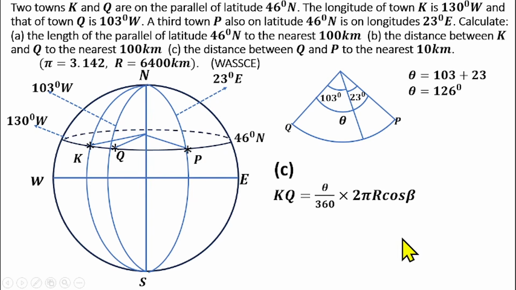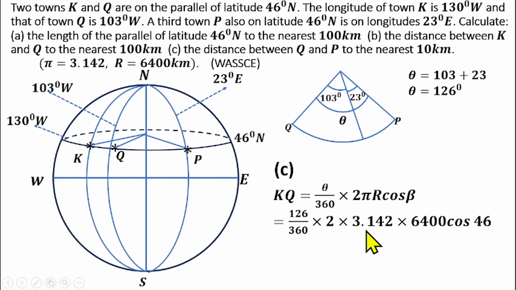If you substitute your answer into this, you have this. Press the calculator, that will give us 9,778.12 kilometers. To the nearest 10 kilometers, that should give us 9,780 kilometers as the solution to that question.